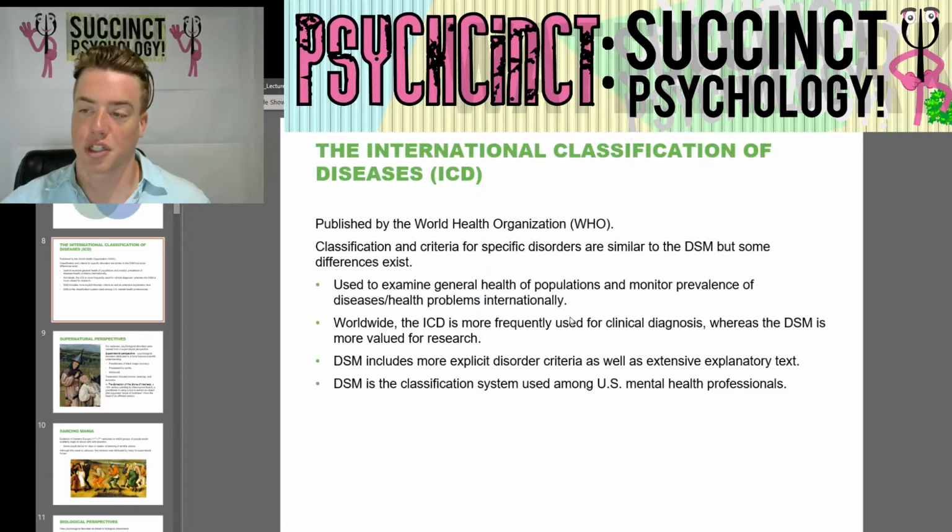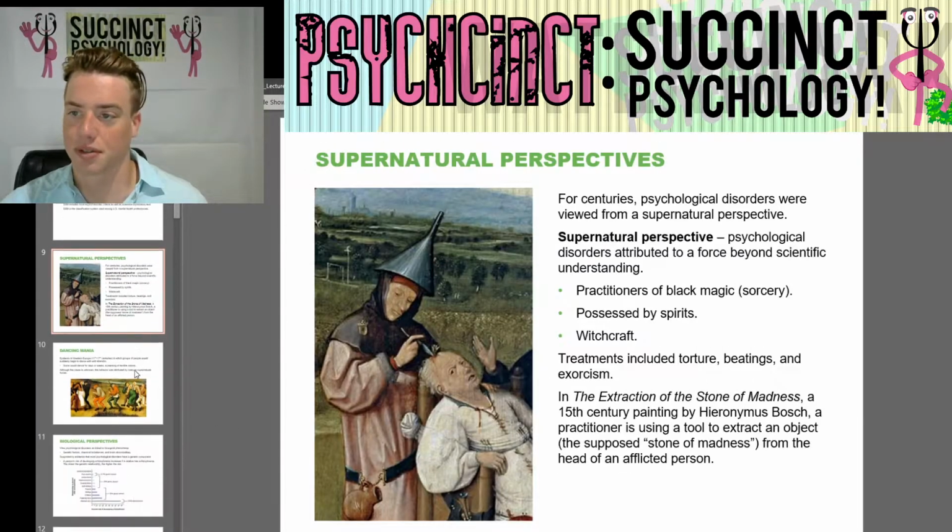is used to examine general health populations and monitor prevalence of diseases and health problems internationally. Worldwide, the ICD is more frequently used for clinical diagnosis, whereas the DSM is more valued for research. Now, the DSM includes more explicit disorder criteria as well as extensive explanatory text. And the DSM is the classification system used among U.S. mental health professionals.